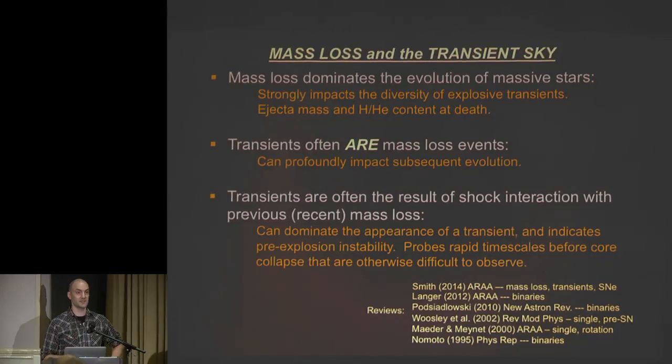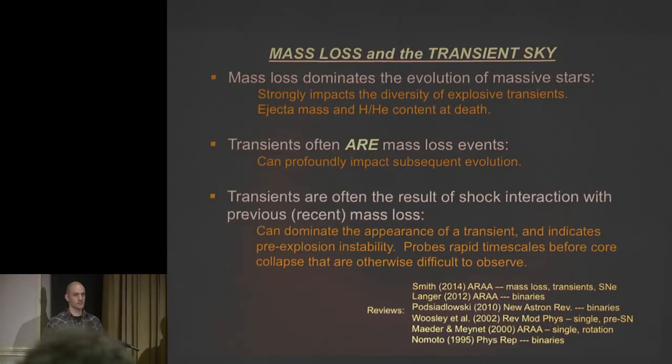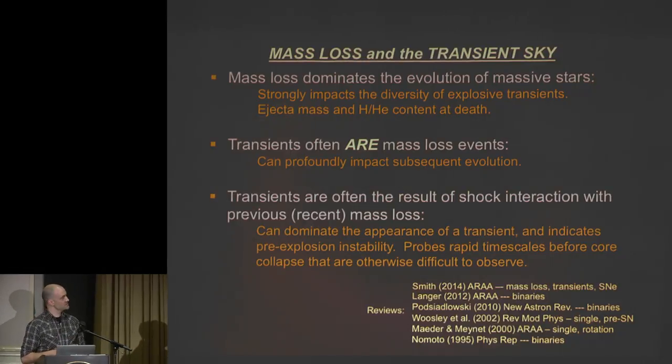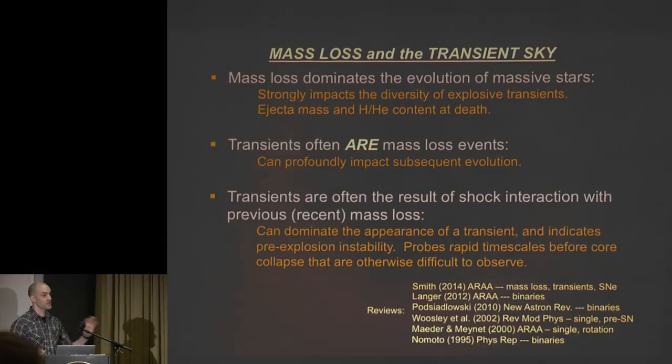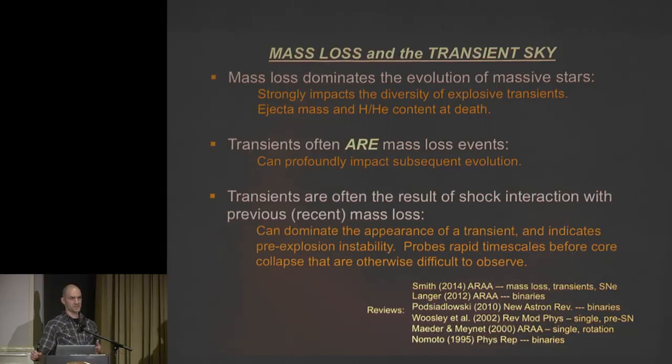and that is that mass loss dominates the evolution of massive stars. And when I say that, I'm including mass loss in binary systems, where mass is lost from a star to its companion. But also, transient events that we observe are mass loss events, especially the non-supernova transients, which are dramatic mass loss events that can affect the subsequent evolution of the star. And also, in some cases, the non-supernova transients are a prelude to supernovae.